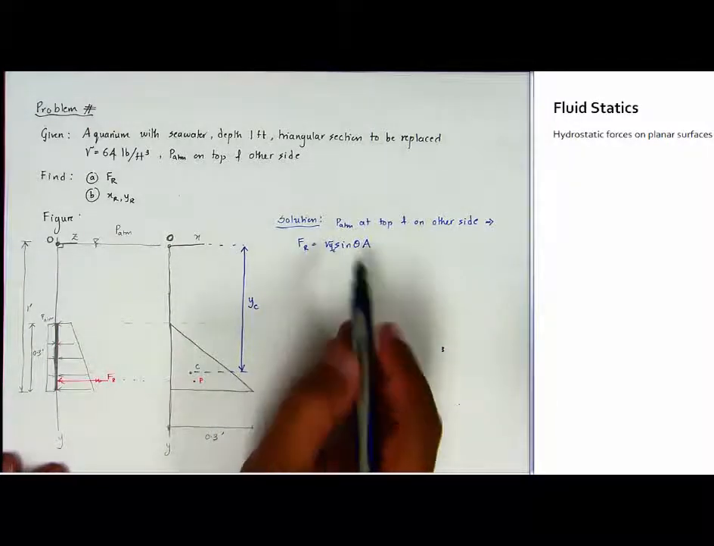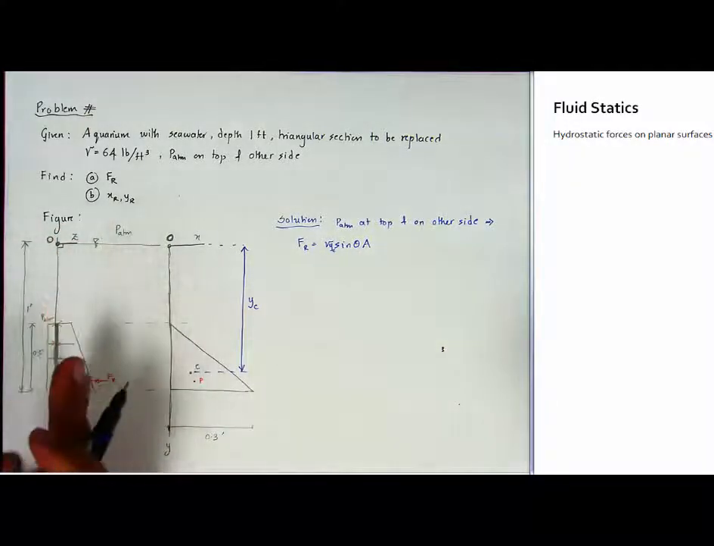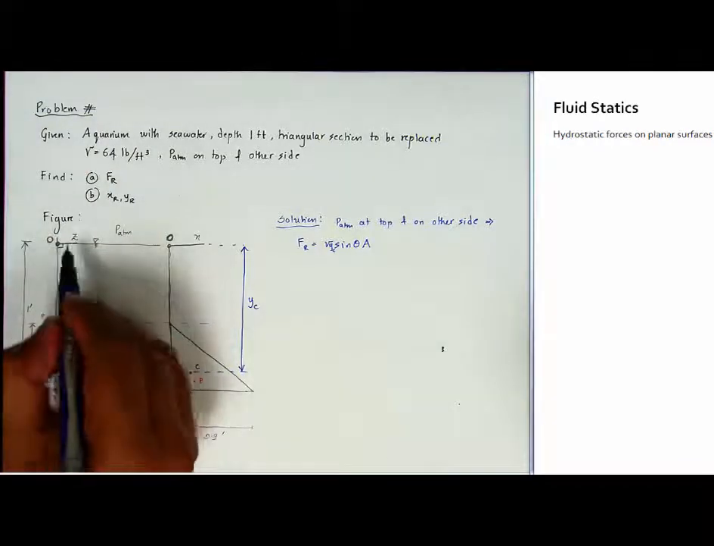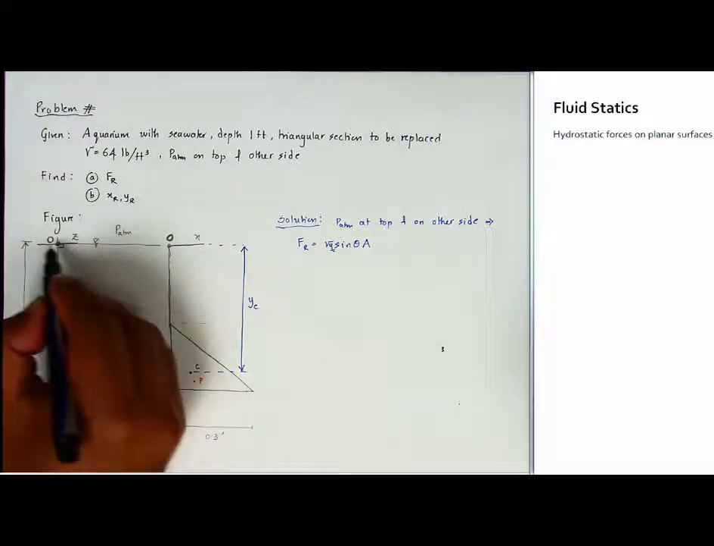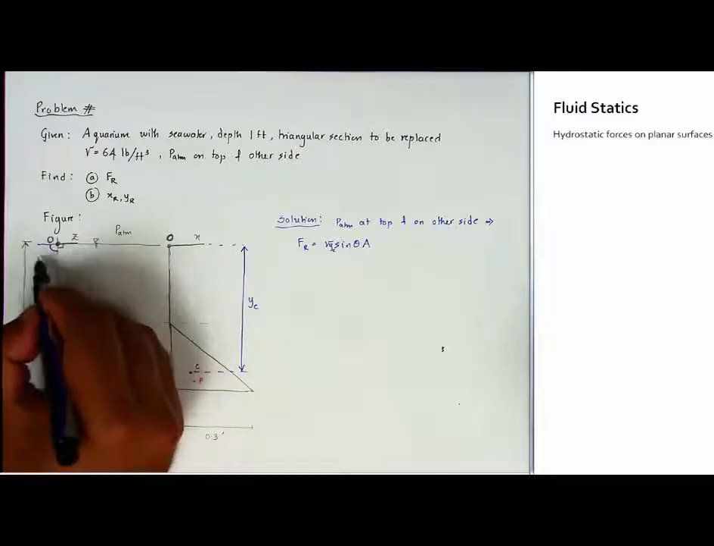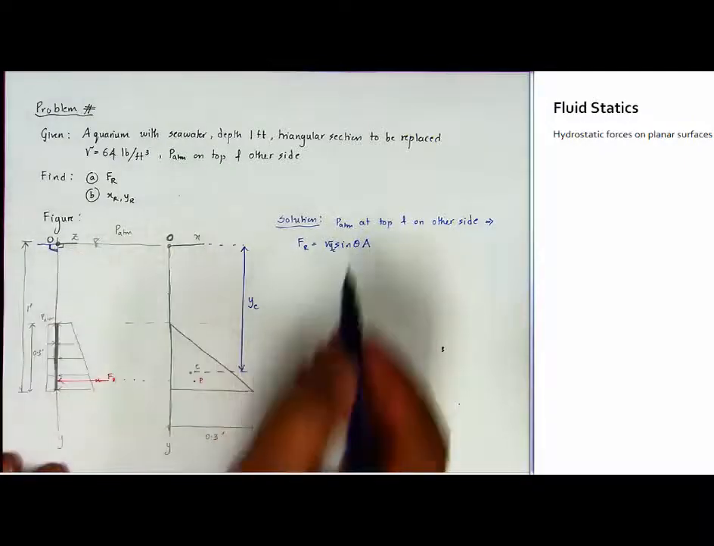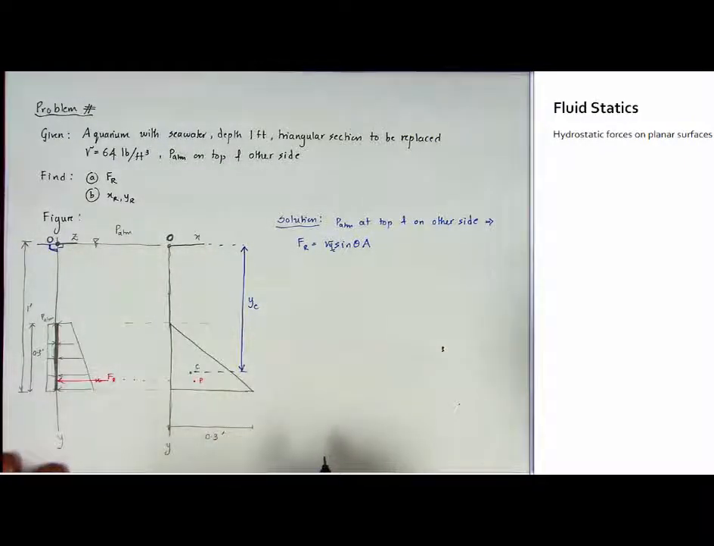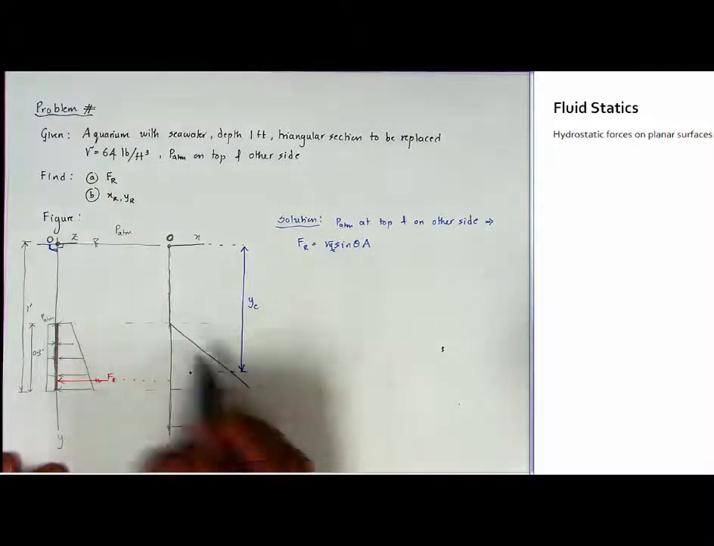Sine theta: the angle of inclination of this plane is perpendicular to this. If you take the angle from the free surface, the horizontal, to this plane, it is essentially 90 degrees. So theta is 90 degrees in this case. And of course area would be the area of this triangle.